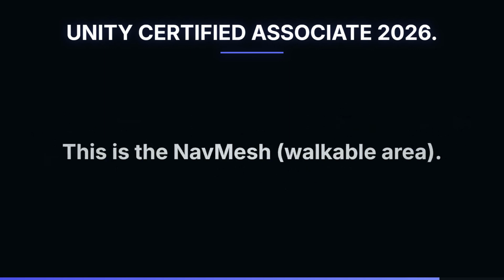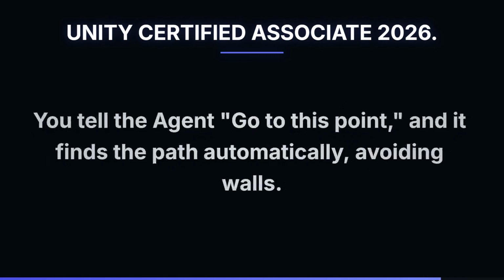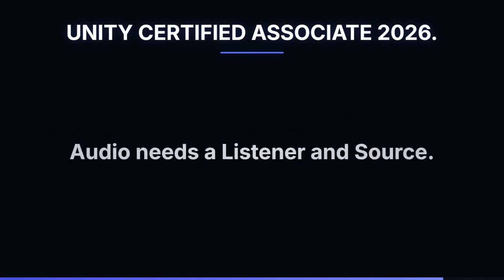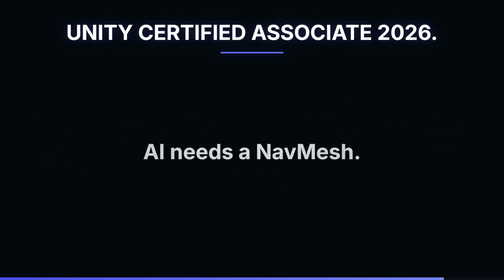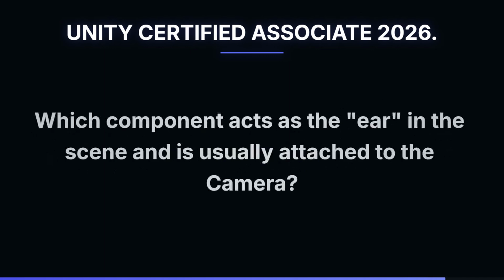This is the NavMesh, walkable area. To make a character walk on it, you give them a NavMesh agent component. You tell the agent, go to this point, and it finds the path automatically, avoiding walls. And that is it. UI needs a canvas. Audio needs a listener and source. AI needs a NavMesh.